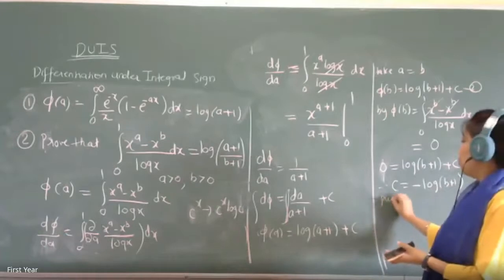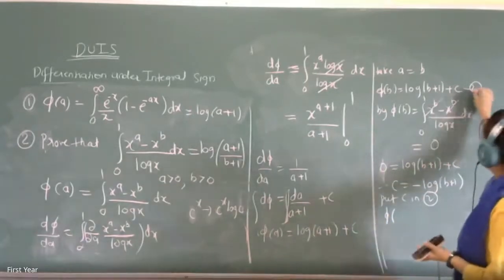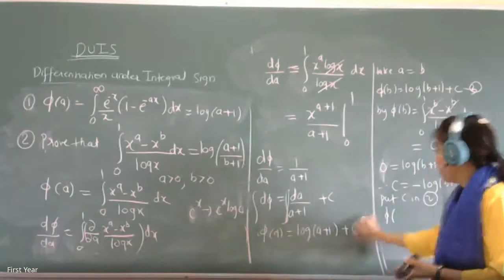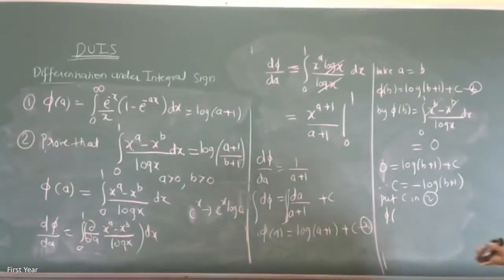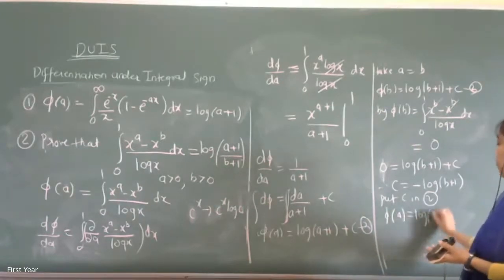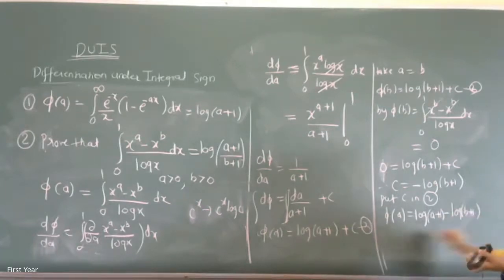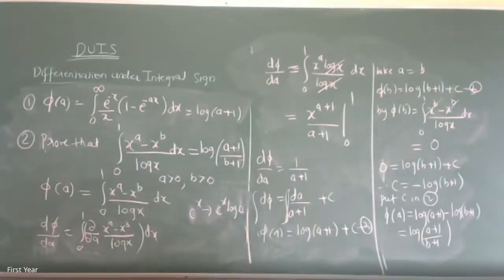Substitute this value, put c into, sorry, I'll call this as 3, I'll call this as 2. Okay. So from 2, if you put the value of c, you get phi of a is equal to log of a plus 1 minus log of b plus 1, and that gives you the answer as log of a plus 1 upon b plus 1, which is the expected answer. Is it clear? Yes, ma'am.